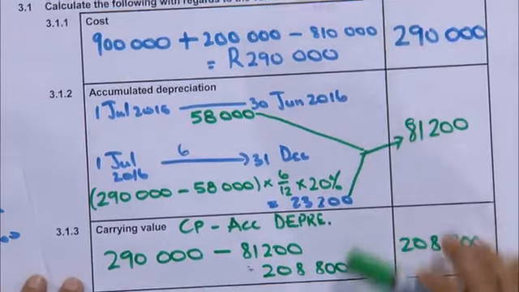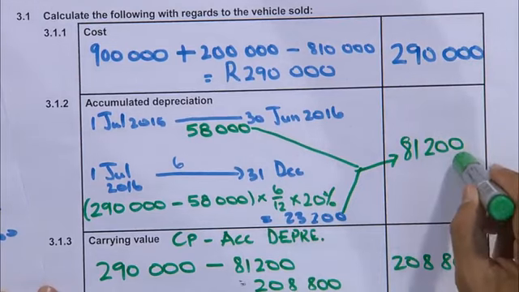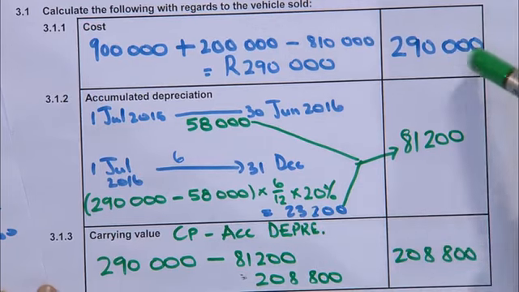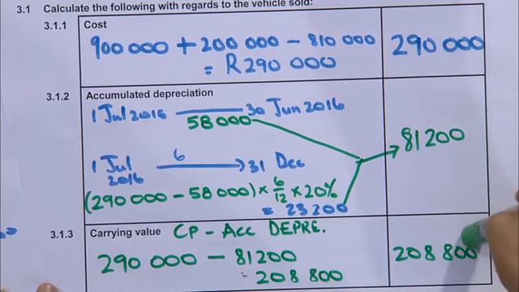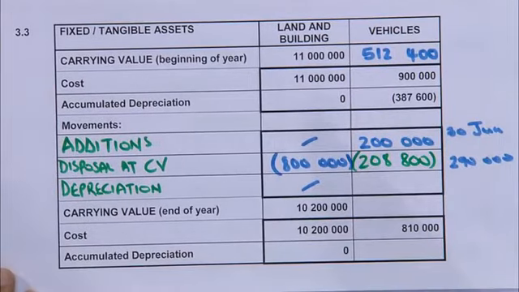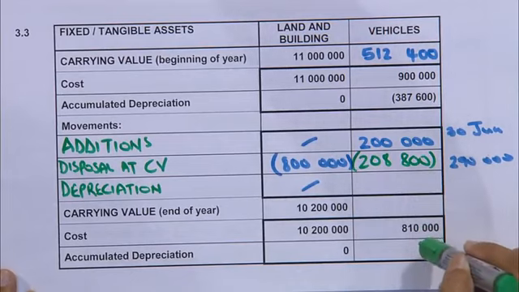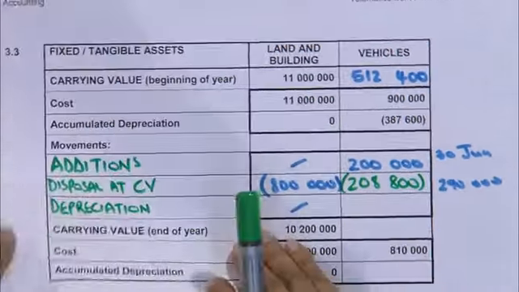So far, learners, we've answered the first part of the question, which was to determine the cost price, determine the accumulated depreciation, and also determine the carrying value of the item that was sold. So the answers will be 290,000, 81,200, and 208,800. Those answers will also be reflected onto your fixed asset note, like we have it over there. We'll come back to the calculation of the depreciation, and we'll come back to the calculation for the accumulated, and then we'll be able to complete that note. So let's just move this aside quickly.